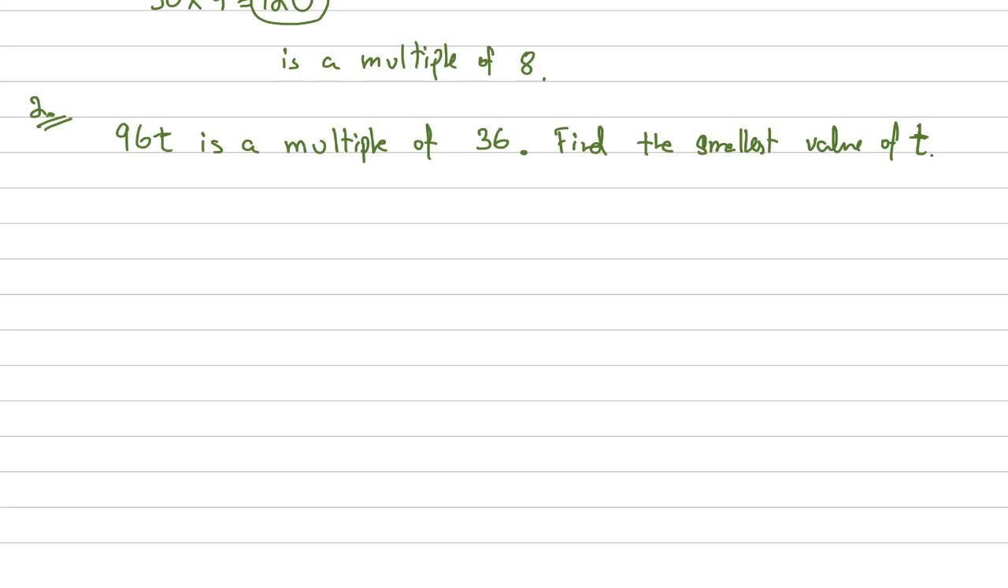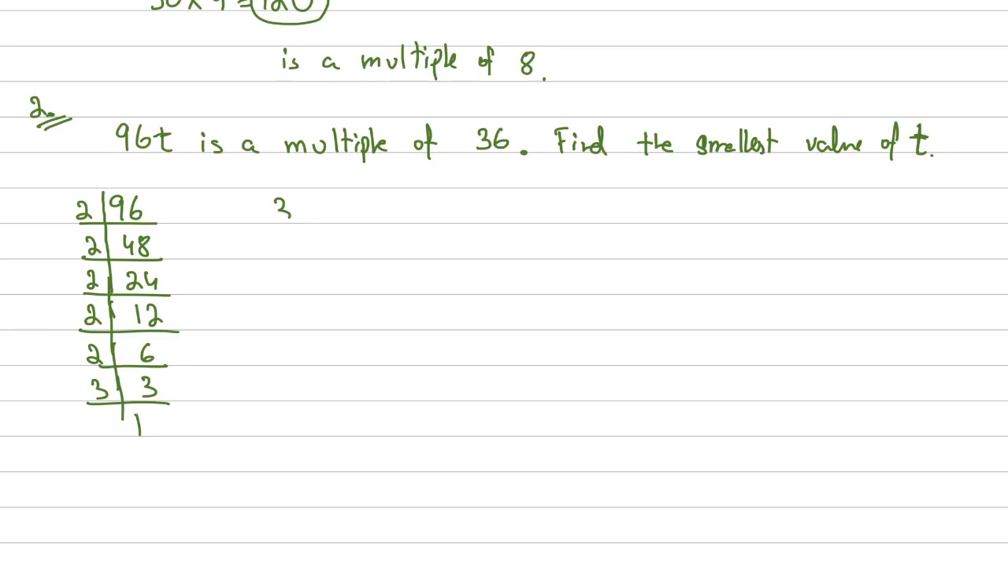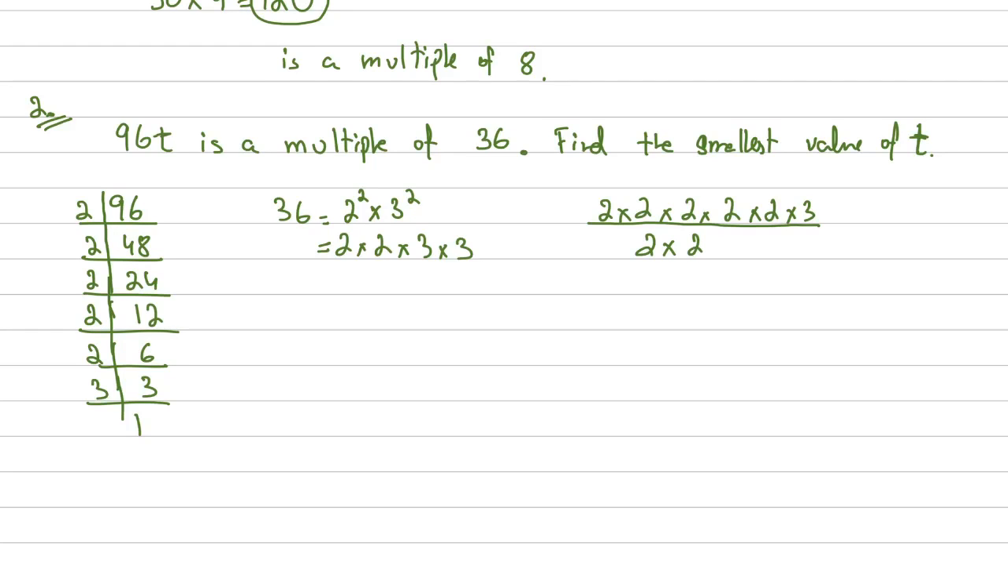So again, we start writing 96 as a product of its prime factors. So let's just write it down. 2 times 48, 2 times 24, 2 times 12, 2 times 6, 2 times 3, 3 times 1. And let's do the same for 36. Well, 36 I know can be written as 2 square times 3 square, or 2 times 2 times 3 times 3. So let's write 96 as 2 times 2 times 2 times 2 times 2, that's 5 twos, times 3, over 36, which can be written as 2 times 2 times 3 times 3. And don't forget that there's a t in the numerator as well.